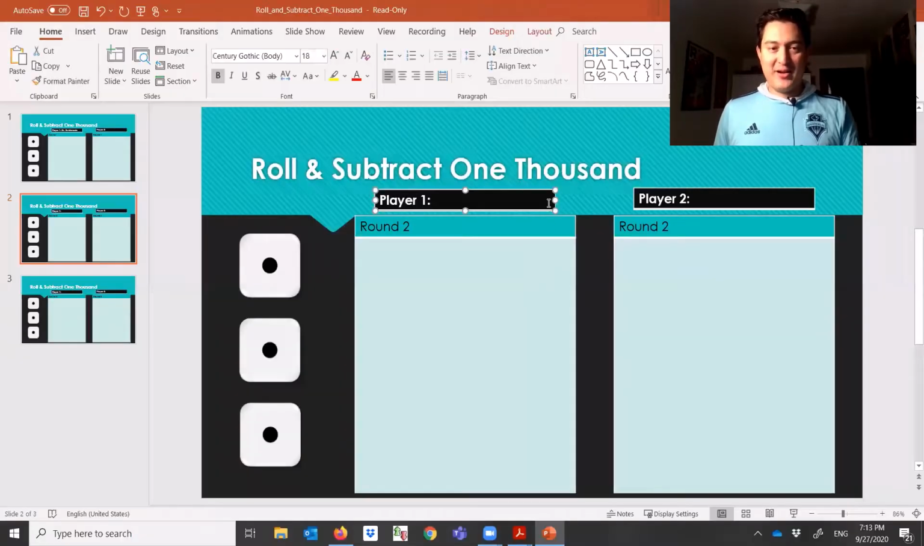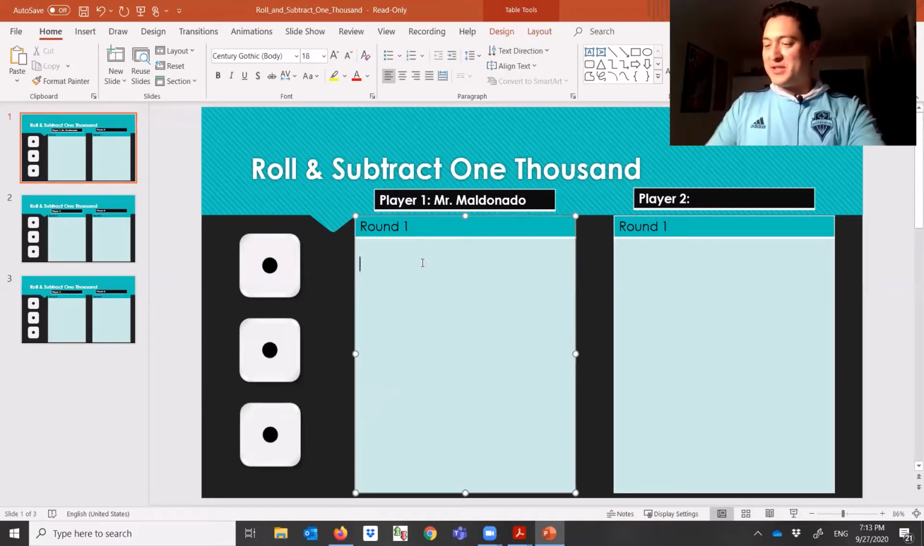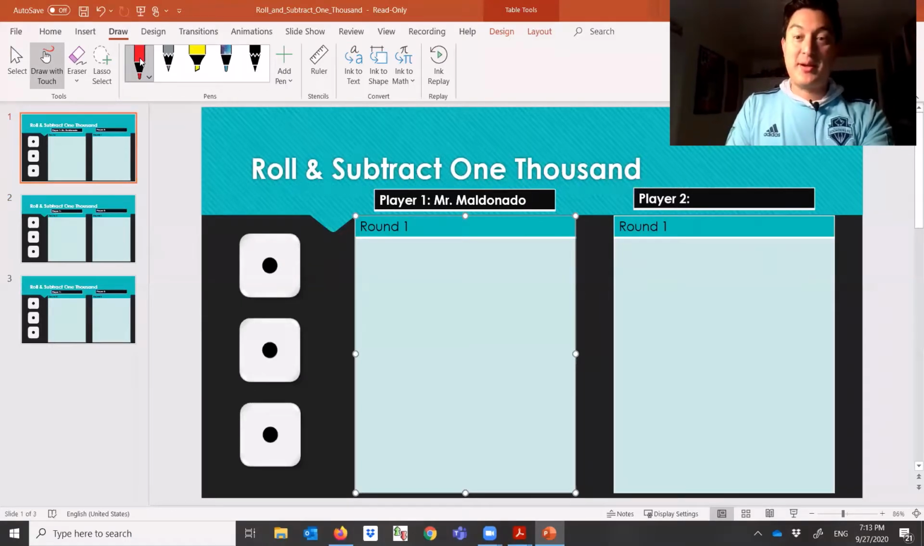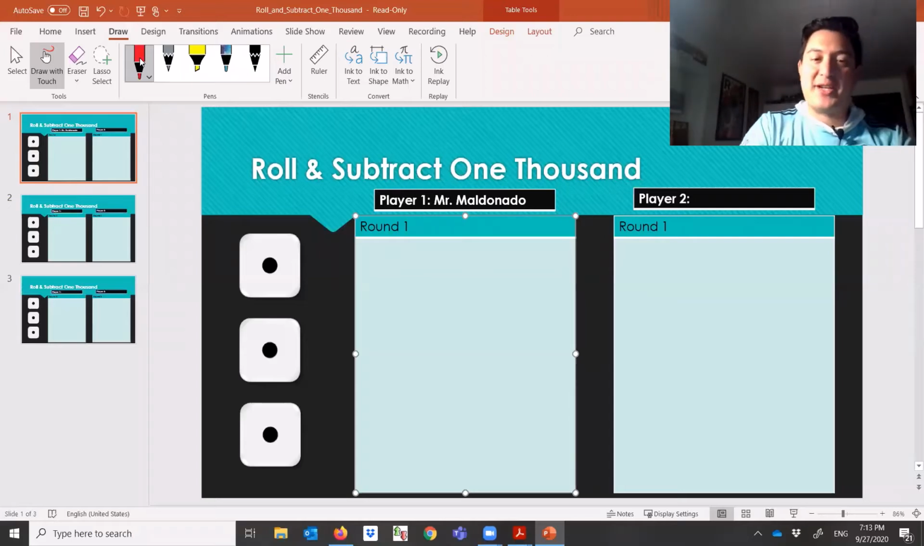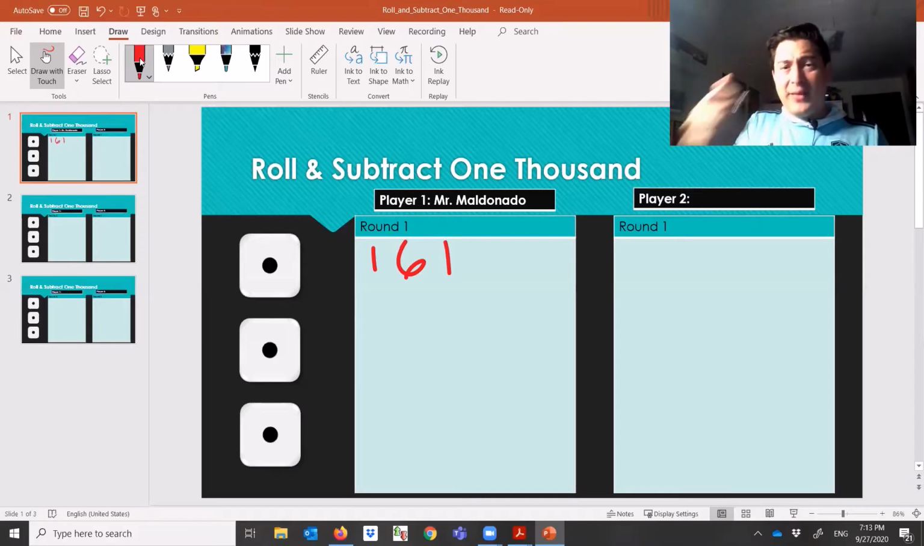So I have a 1, a 6, and a 1. What's going to happen now? I'm going to press draw, and I'm going to use red. I'm going to write down the numbers I got: a 1, a 6, and a 1. Now I can make these 3 digits, and I want to subtract from 1000.